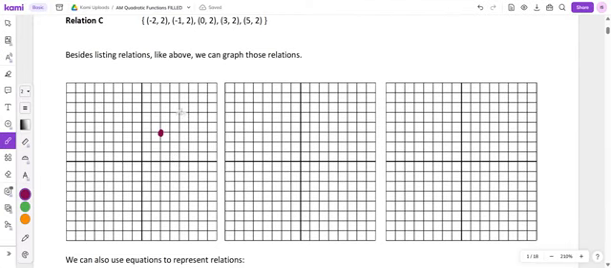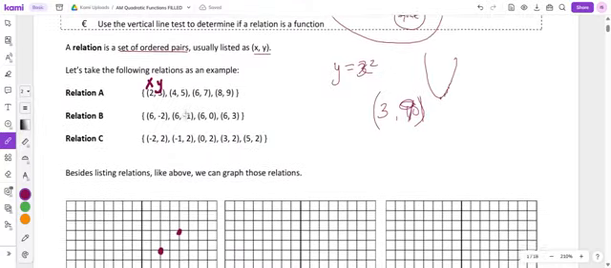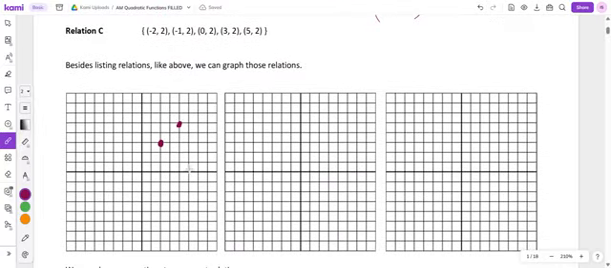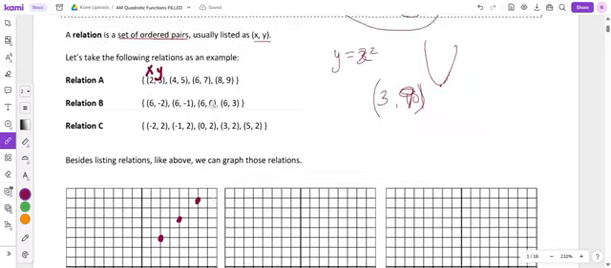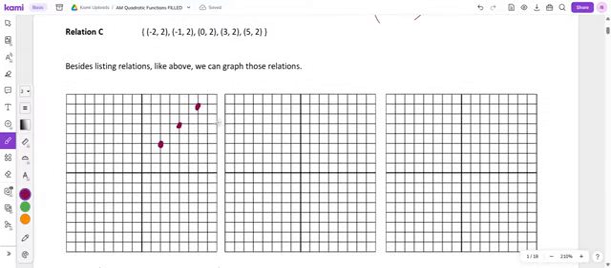4, 5 is up here. 6, 7. 6, 7 is here. And 8, 9. 8, and I'll have to go off script, is 9. This is relation A. If I were to connect it, what type of a relation would it be? What's the word that we would use to describe this relation? Yeah, it's a linear one, right? It's a straight line.